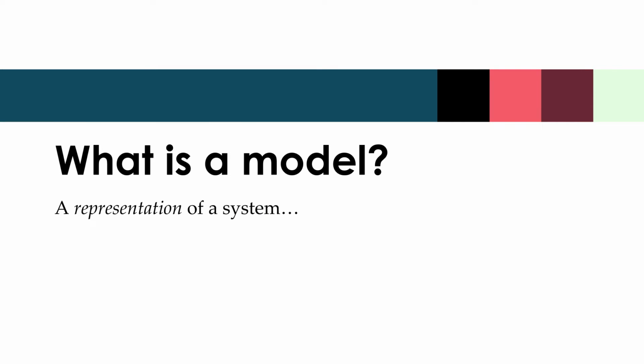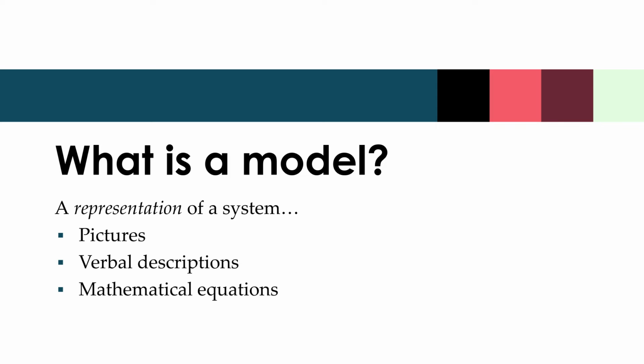So what about this word model? What do I mean by it? Well, a model is a representation of a system, and that representation can take all sorts of different forms. It can be pictures, it can be a verbal description or words. Often it can be a set of mathematical equations. But what most people in our line of work mean by a model is a computer code, a set of computer instructions that represent the system.